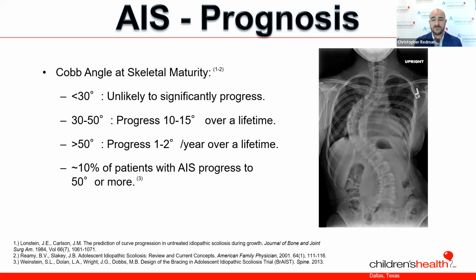Now, where the concern is, though, is when curves get over 50 degrees. When these curves are over 50 degrees, despite skeletal maturity, they're still at risk of progression of 1 to 2 degrees per year. Now, while this might not seem like a big deal initially, if you add another 20 years of growth and you add another 40 degrees onto the 50-degree curve, next thing you know, you're at a 90-degree curve. This also becomes much more difficult to treat later in life as the spine becomes more rigid and more stiff, and we'll discuss that a little bit further later. Now, I would like to point out, though, that only about 10% of patients with adolescent idiopathic scoliosis ever progress to 50 degrees or more. So relatively uncommon that these patients are going to progress to a significant level.